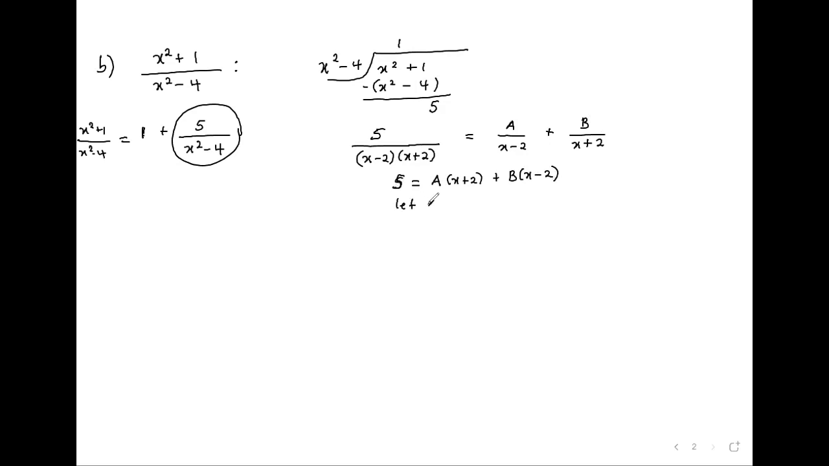So if we let x to be 2, we have 5 is equal to a times 2 plus 2 plus b times 2 minus 2. This is 0. So we have 4a. So we have 4a is equal to 5, so a is 5 over 4.